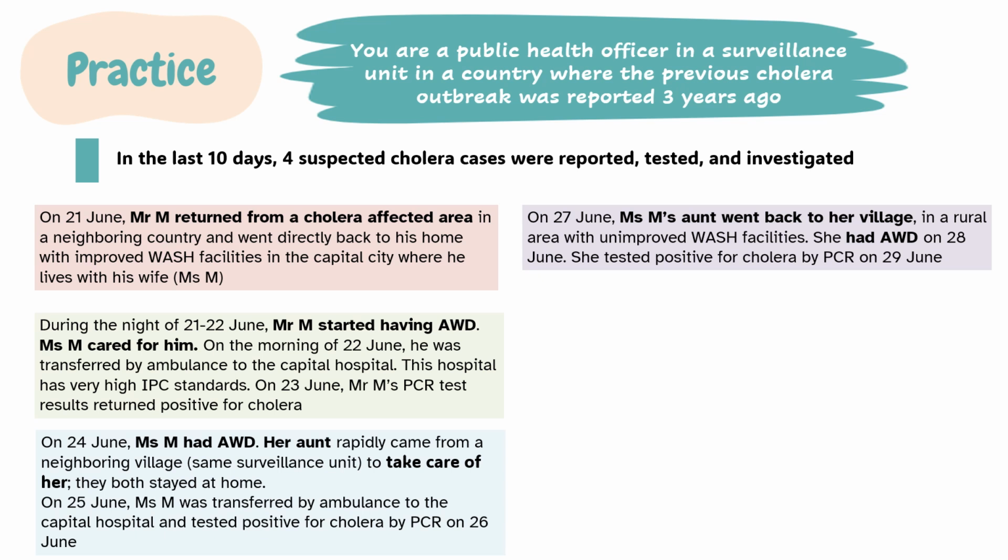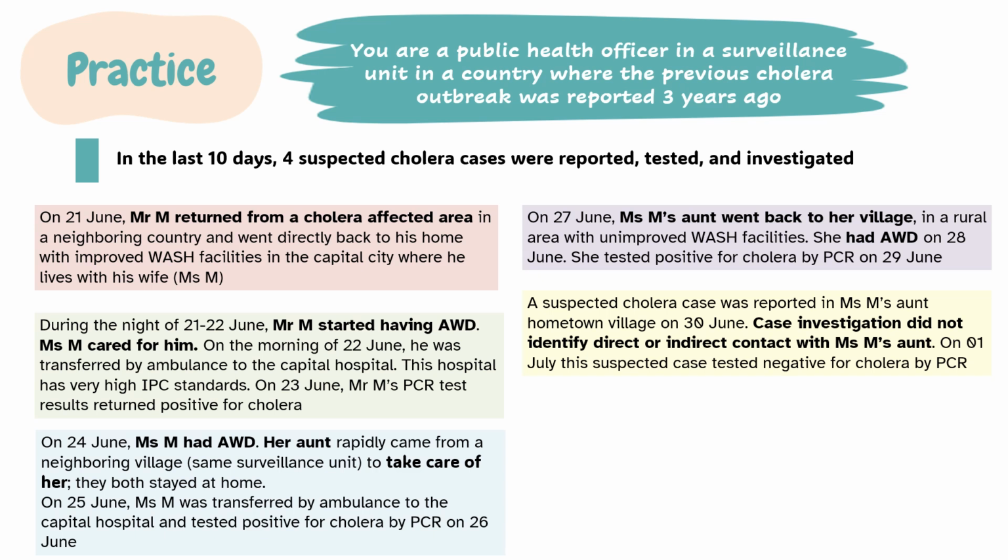She had AWD on 28th June, and she tested positive for cholera by PCR on 29th June. A suspected cholera case was reported in the hometown village of the aunt of Miss M on the 30th of June. Case investigation did not identify direct or indirect contact between this suspected case and the aunt of Miss M. On the 1st of July, this suspected case tested negative for cholera by PCR.